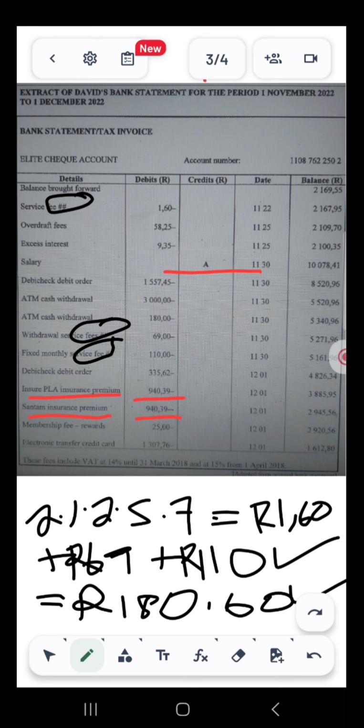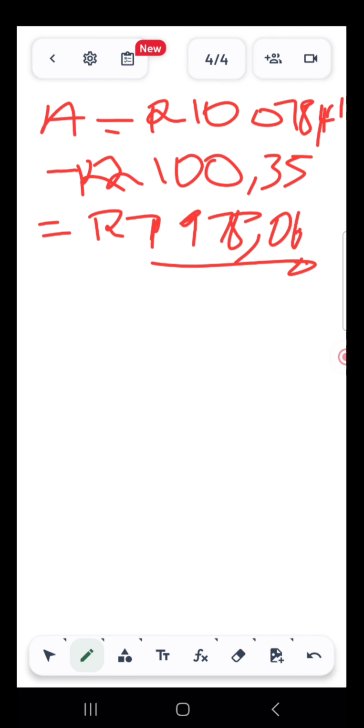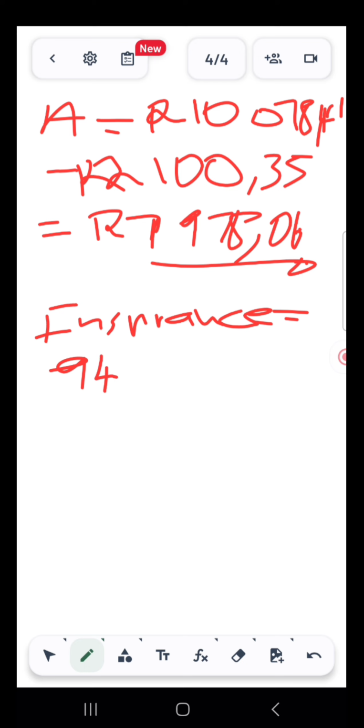Okay. So when we add up his insurance, the total is equal to 940,63 plus 940,63, or rather 940,63 times 2, because it is the same amount.